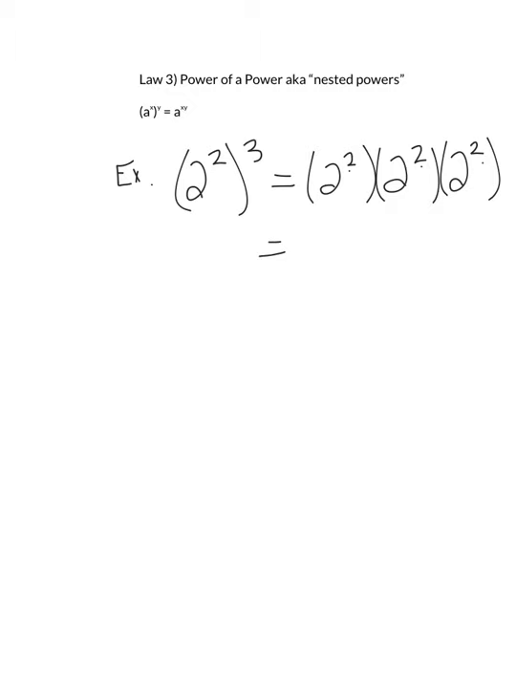Now, instead of thinking that every single time, I can just realize that I have this power of a power rule where it's going to be 2 to the 2 times 3, which is also 6. If I'm going to do another example and I had a to the 2 to the x, it would be a to the 2x. Law number 4 is the power of a product rule.